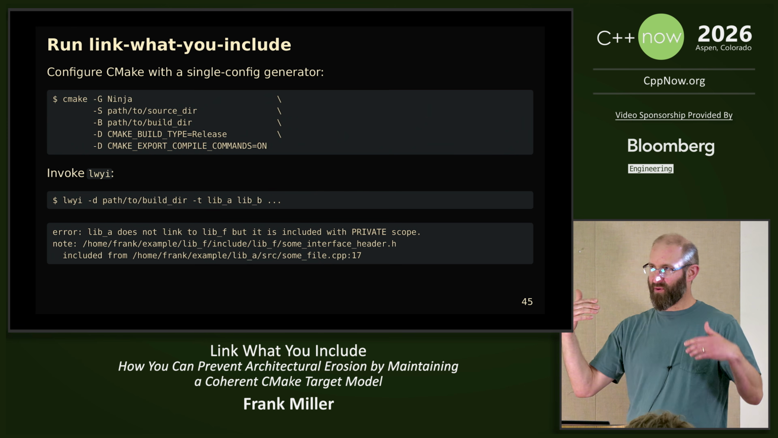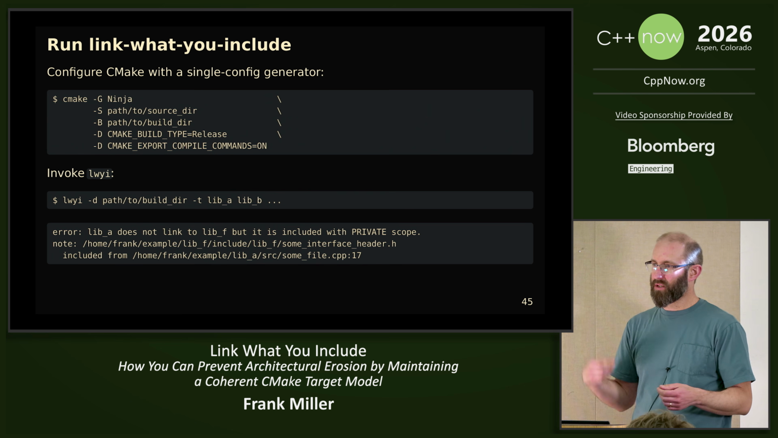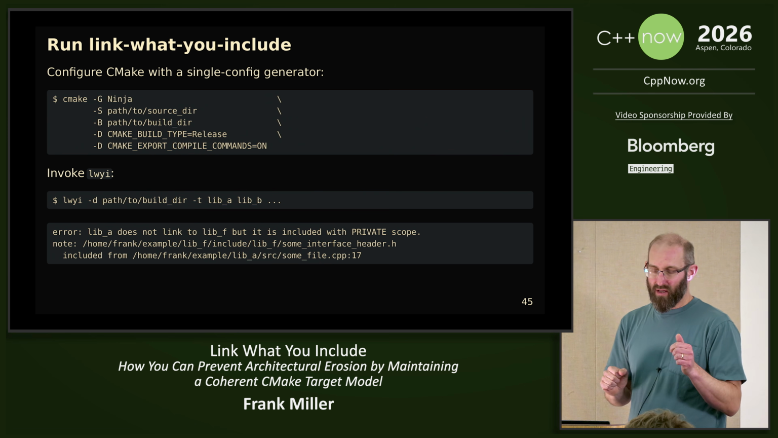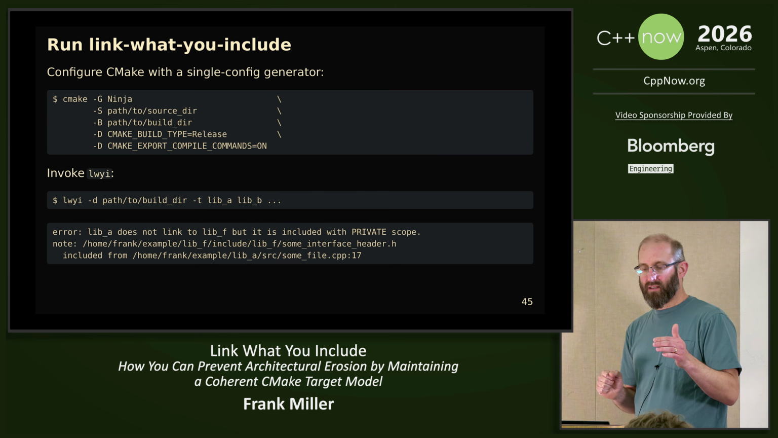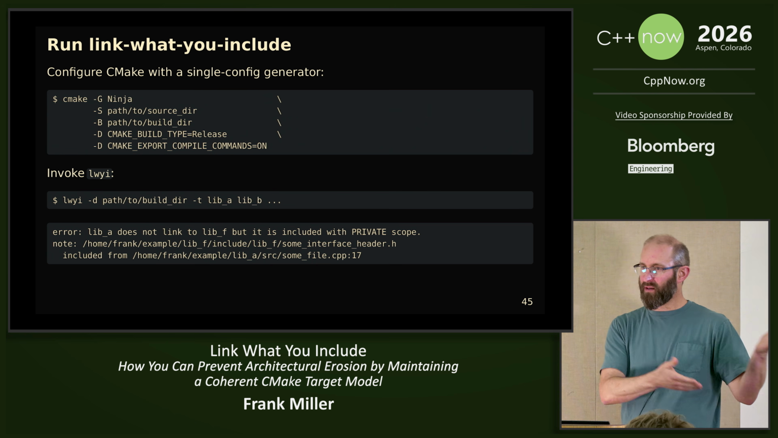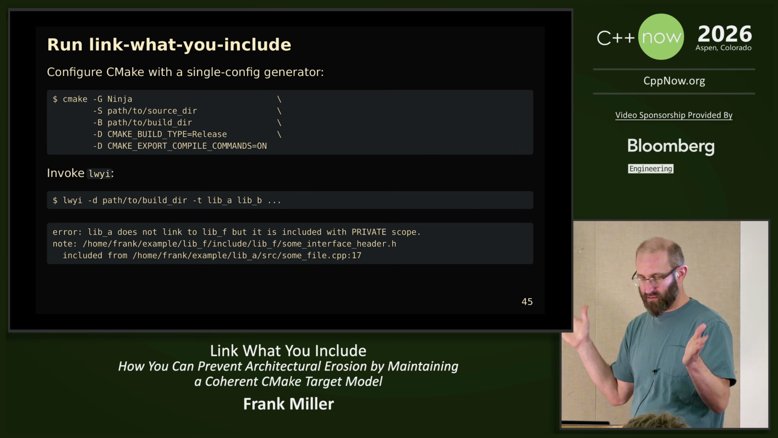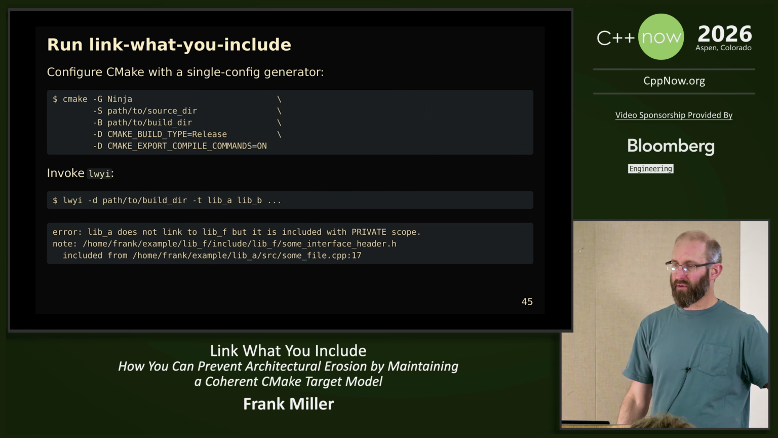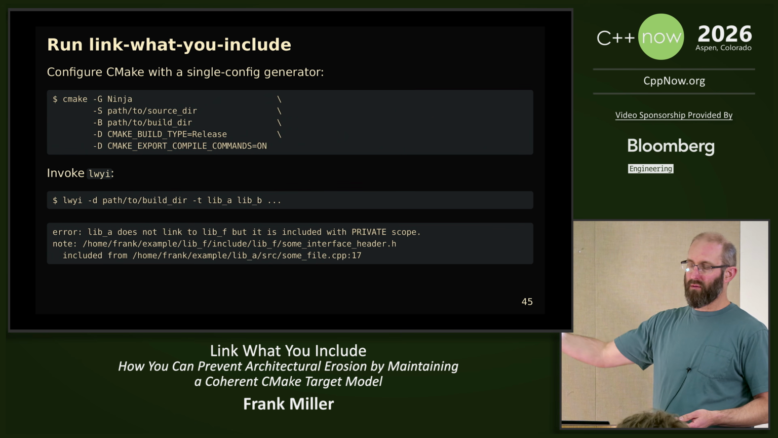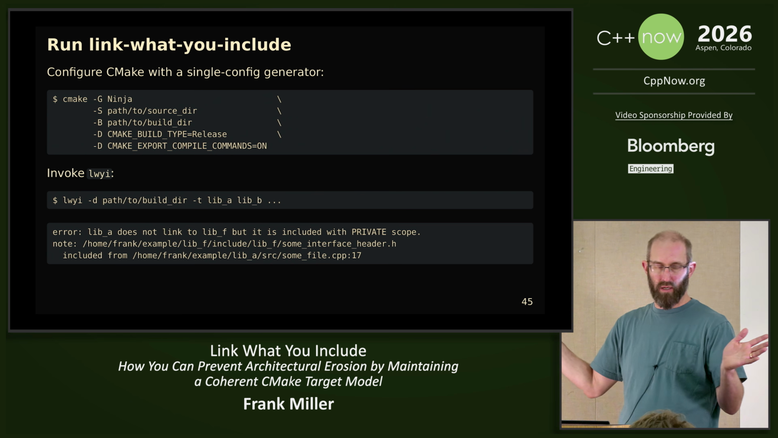So now that we've added link what you include support to the build system, now we run link what you include. What you've got to do is configure CMake with a single config generator. And you have to set export compile commands to on, right? Because link what you include is Clang based, and so we need the compilation database. And then you invoke link what you include. I call it LWI just because. And you give it the path to the build directory so that it can find the compilation database. And you can give it an optional set of targets. The -t flag will take any number of targets, and you can leave it off if you want to, in which case it'll run on all targets, right?